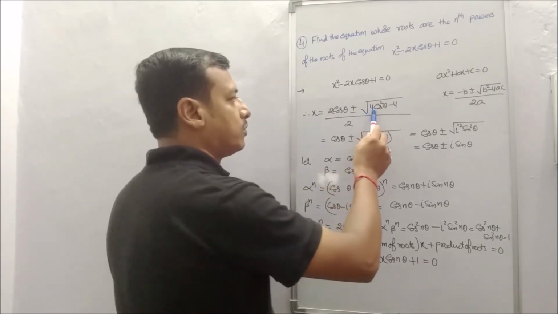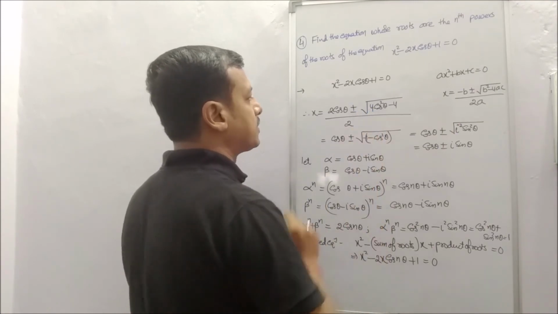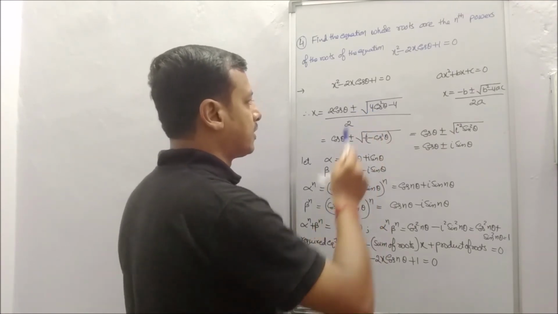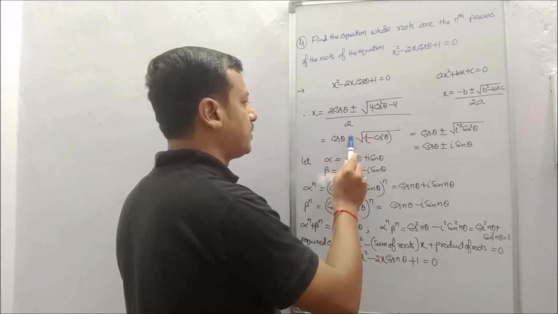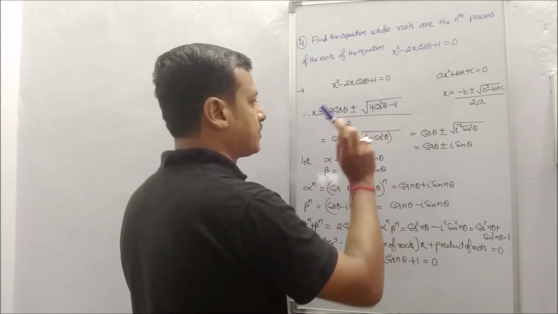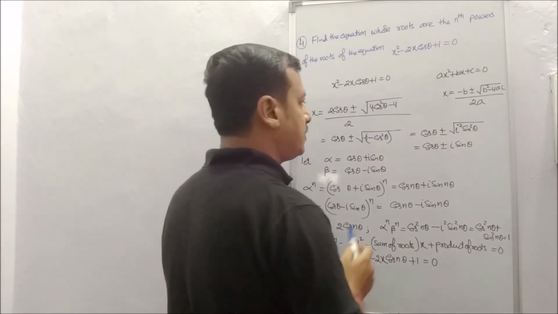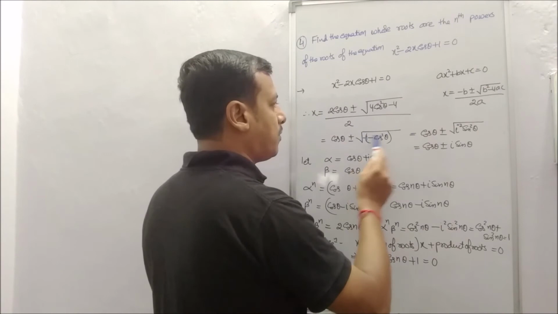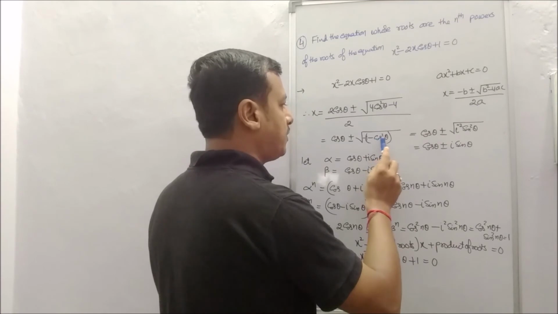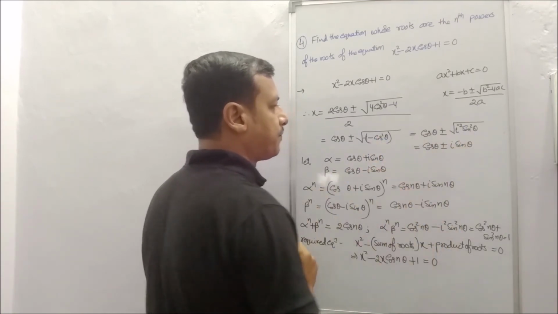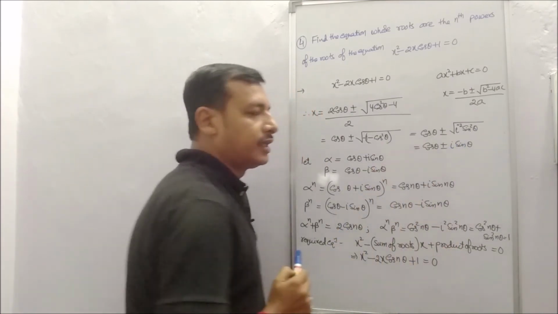Now taking 4 as common, it comes out of the root as 2. So taking 2 as common, the 2 cancels out, and we are left with cos theta plus minus root of cos square theta minus 1. Now taking minus 1 as common, it is 1 minus cos square theta. As we know, the value of i square is equal to minus 1, and 1 minus cos square theta is equal to sin square theta. The root of i square sin square theta is equal to i sin theta.